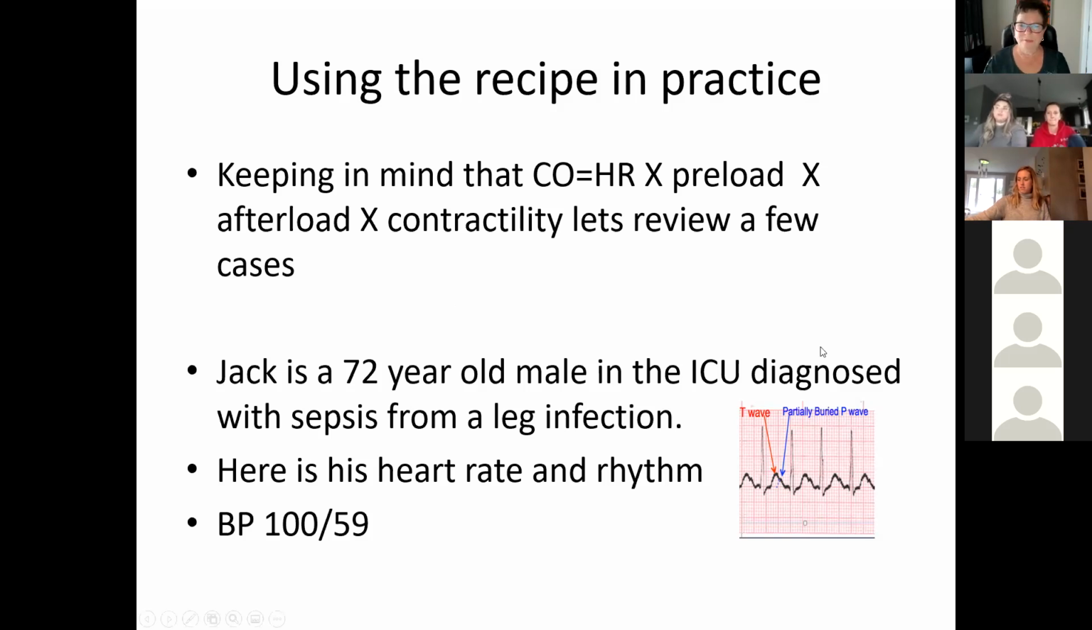So there's a dude, his name is Jack. He's 72 years old. He is in the intensive care unit and he is diagnosed with sepsis from a leg infection. So we actually had one of these patients in CCU last week. He didn't have a leg infection, but he was in septic shock. So when I first look at Jack, I look at his heart rate and his blood pressure. Is anybody stressed by his heart rate and his blood pressure?